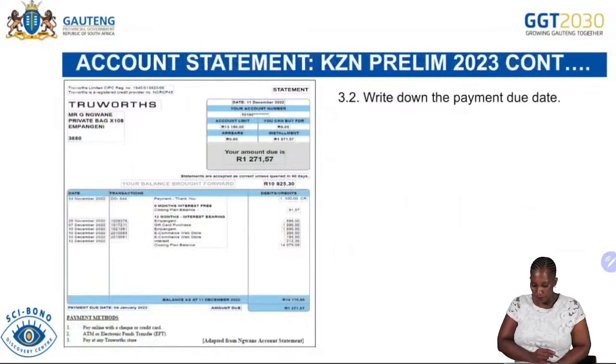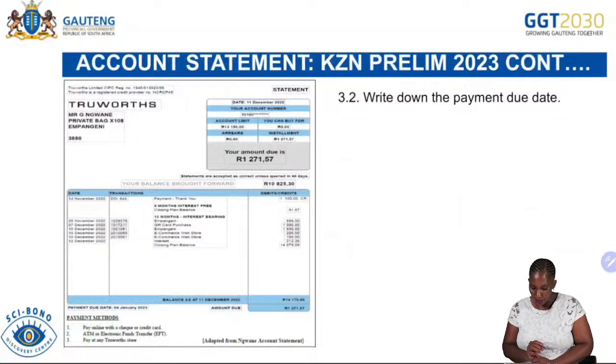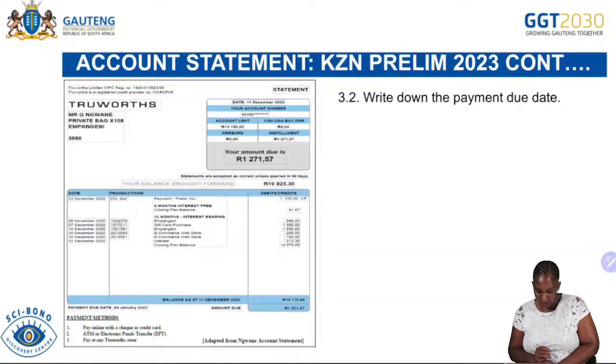Now let's continue. It says write down the payment due date. Now looking at the statement very close, now they said to us, when is the payment date? Now we are given the account limit there, and then we have the arrears. Do they have the arrears? 00. Then they say you can buy for 00. Then there's the installment. The amount due is that amount, 1,271. The balance brought forward is that one. Now it says payment due date.